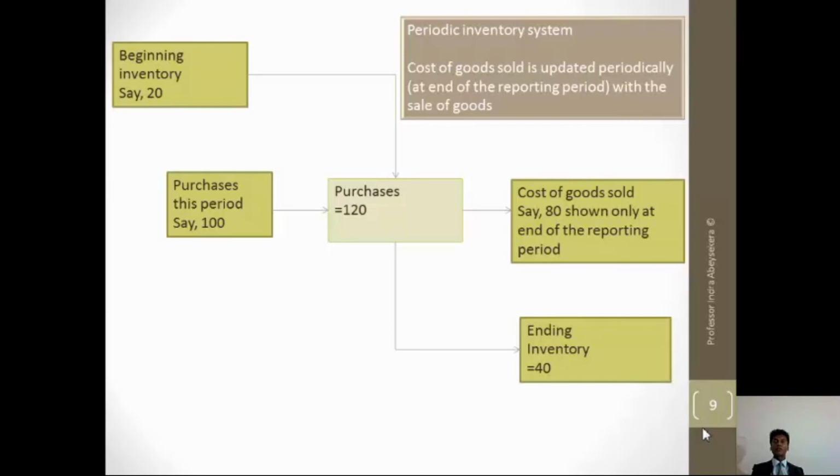At the end of the reporting period, looking at the total cost of goods sold, then purchases are decreased and the cost of goods sold are increased. And the remaining purchases are transferred to the inventory account.